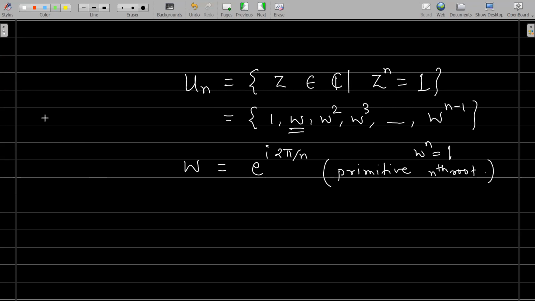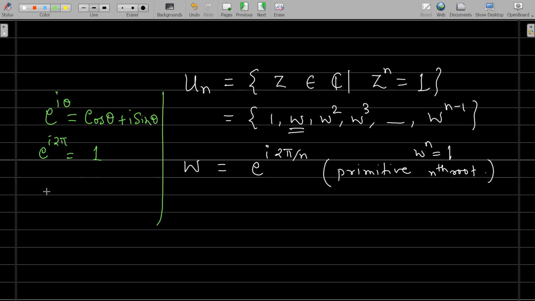This is very well known, a very well known equation: e raised to i theta is cos theta plus i sin theta. This is Euler's identity. So in particular, if I take e raised to i 2 pi, what I get is cos 2 pi, which is 1, plus i sin 2 pi, which is 0. So this gives me 1.